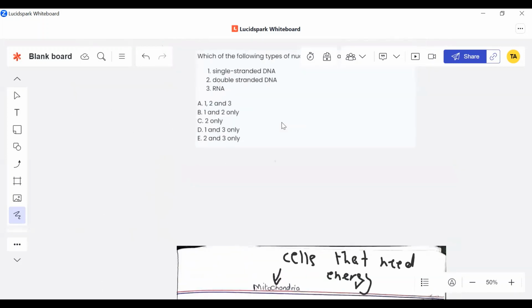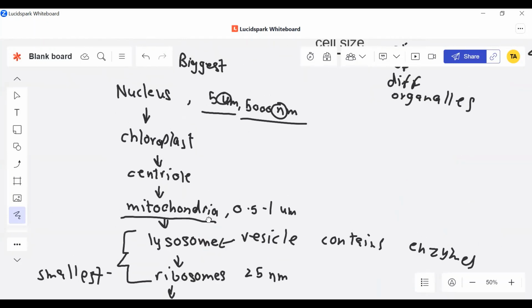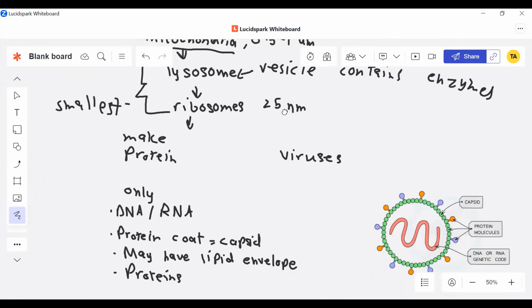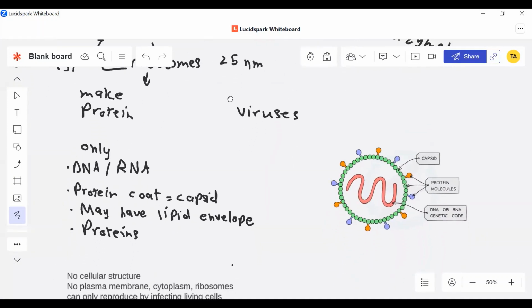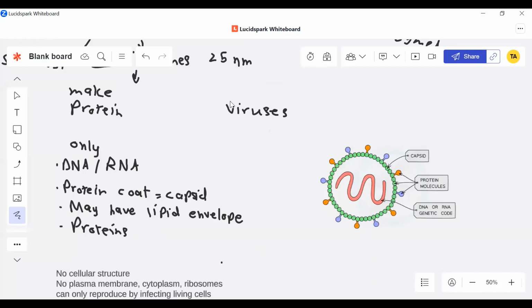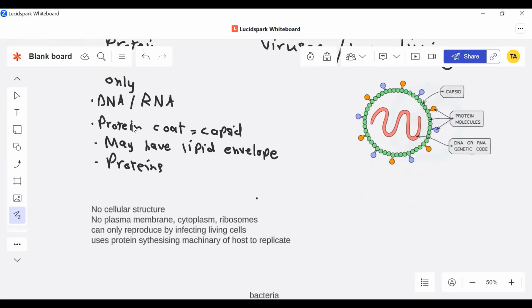So now that we are done with mitochondria, I want to go on to viruses. Viruses are organisms that are non-living. Why are they non-living? Because viruses can only reproduce by infecting living cells. So the way they become living is by infecting our living cells.